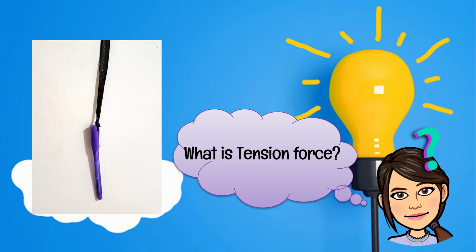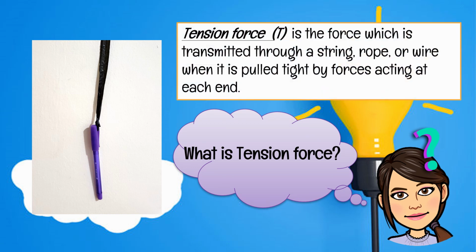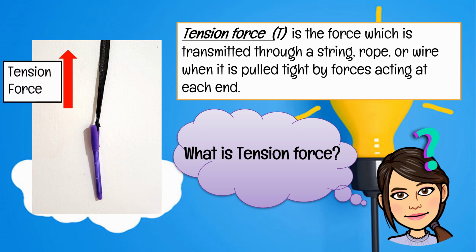Now, let's identify what is tension force. Tension force, which has a symbol of capital letter T, is the force transmitted through a string, rope, or wire when it is pulled tight by forces acting at each end. So meaning to say, tension forces are the forces that are produced by the string which pulls the object upward.